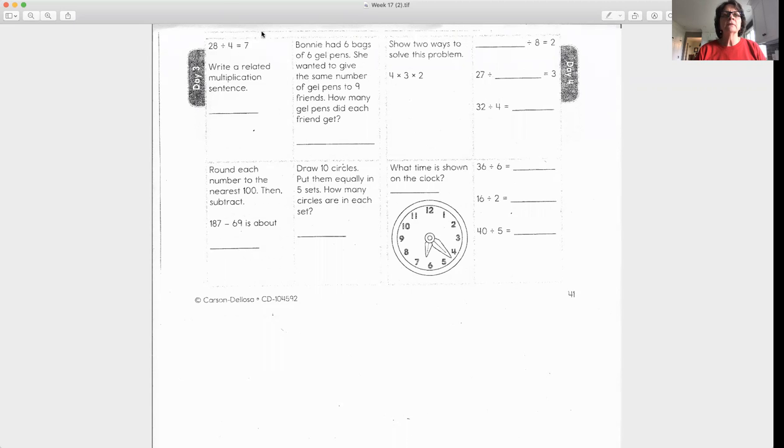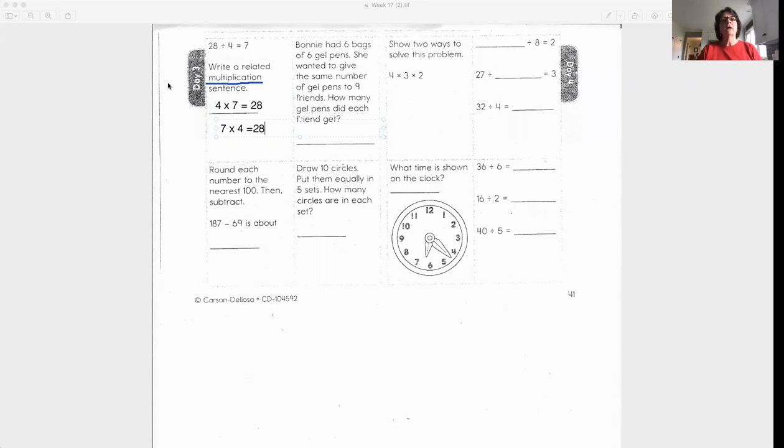All right, day 3. 28 divided by 4 equals 7. It says write a related multiplication sentence. So it's important to see that they want us to write a multiplication sentence. The multiplication sentence would be 4 times 7 equals 28. You could also write, either one would be a correct answer, 7 times 4 equals 28. So that is a related multiplication sentence to that division sentence.